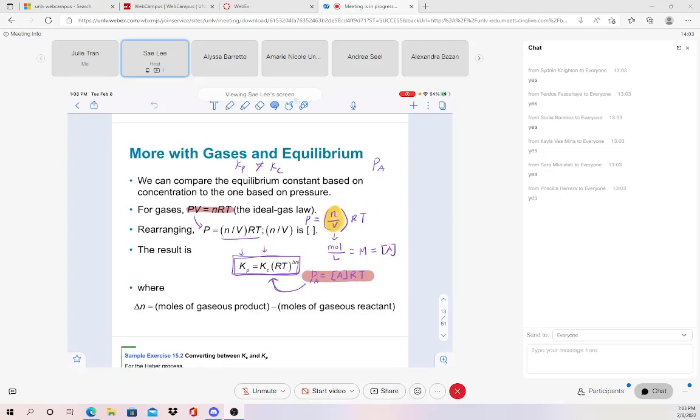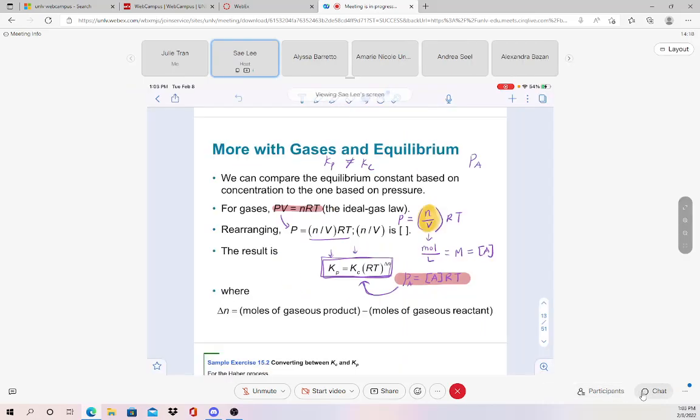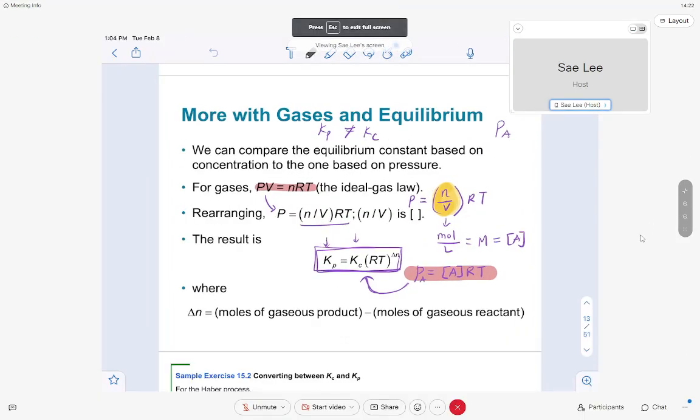All right, so this is where I stopped last week. What we were doing is finding how Kp is related to Kc.